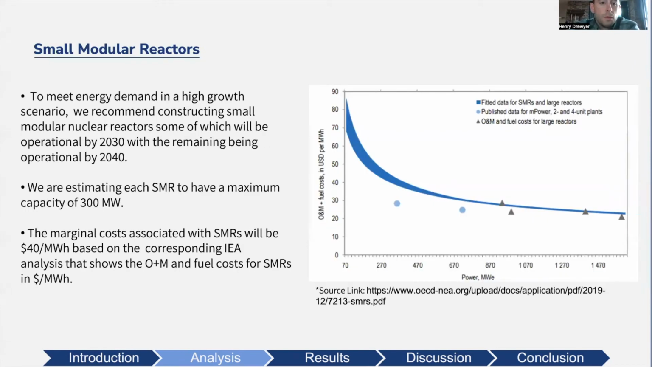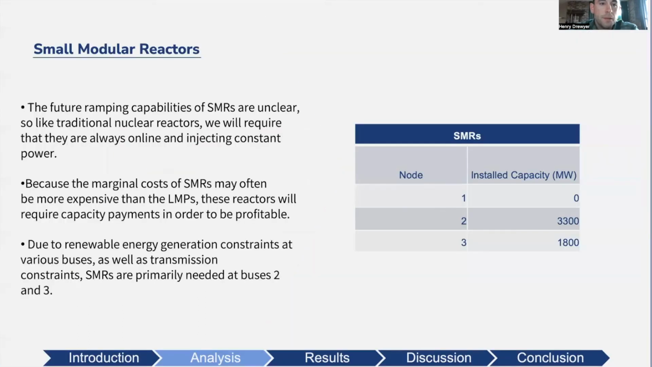We also incorporate SMRs in our generation portfolio, and we anticipate constructing some of these to become operational by 2030 and the remaining by 2040. One thing to note is that the associated marginal cost is $40 a megawatt hour in our model. You can see here some of the sources for that figure in the graph on the right. Then we will move along to the next section, which is results.